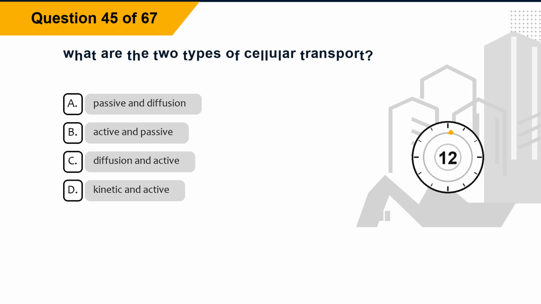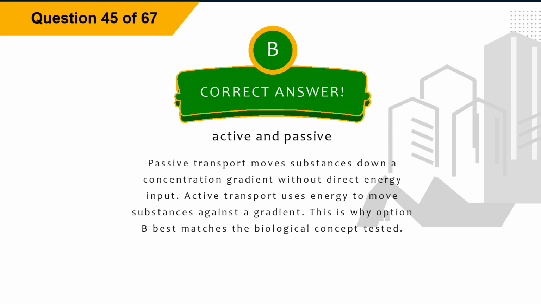Question 45. What are the two types of cellular transport? Option A, passive and diffusion. Option B, active and passive. Option C, diffusion and active. Option D, kinetic and active. The correct answer is option B, active and passive.